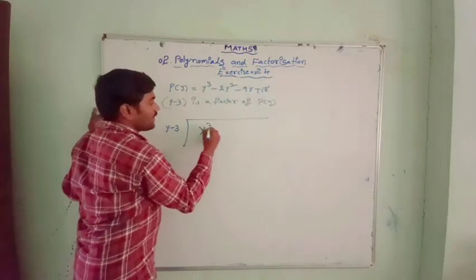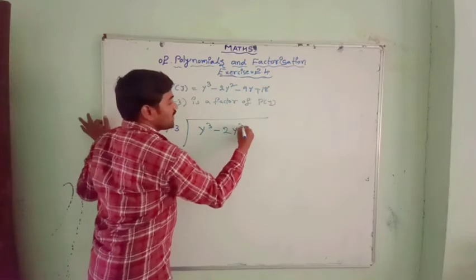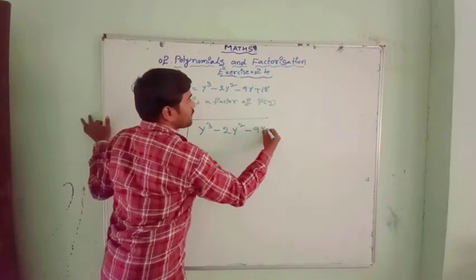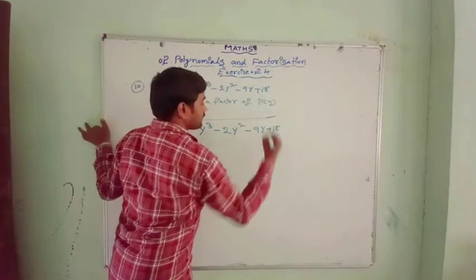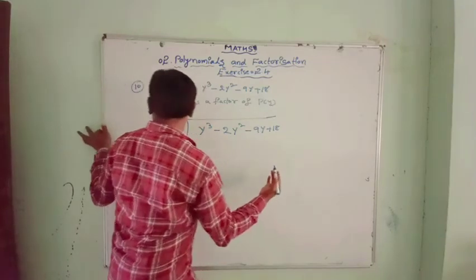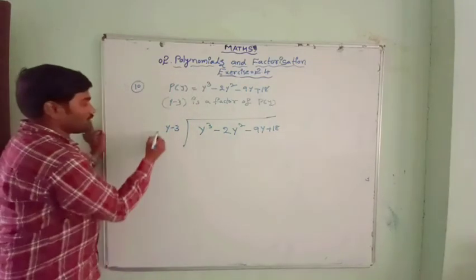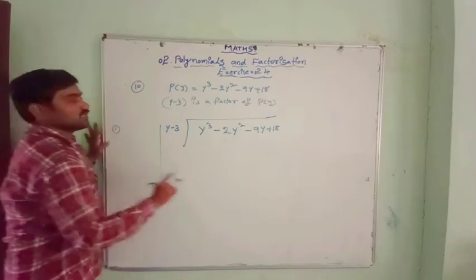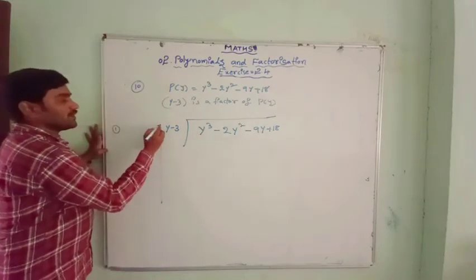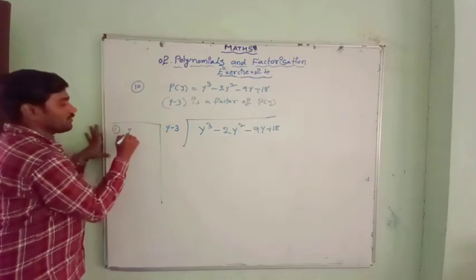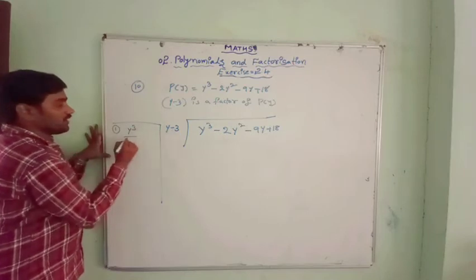Let us write that y cube minus 2y square minus 9y plus 18. So the rough work is very important here. The rough work, I am going to do it here. Yes, first step is what here? That is y cube. Y cube by first step here y.